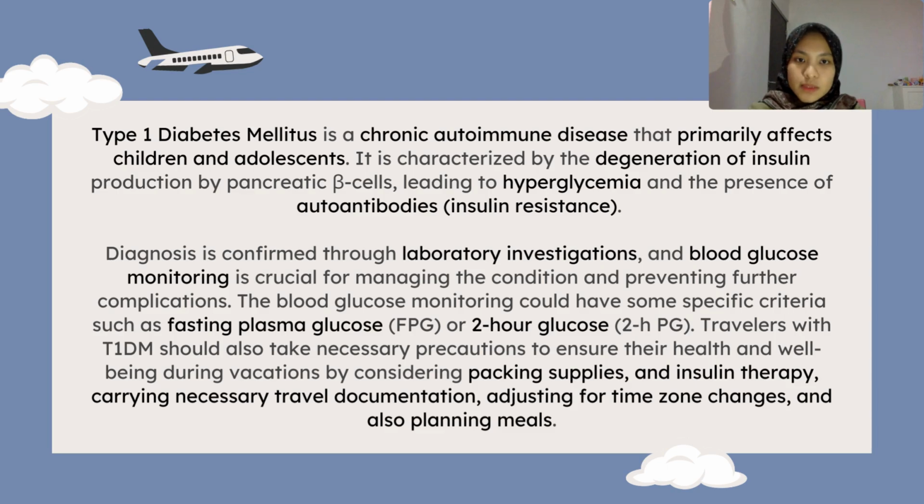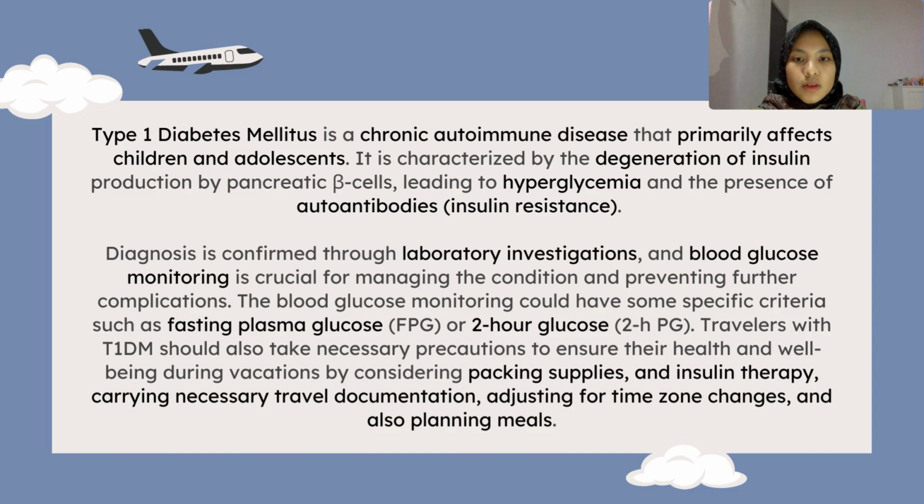Hi everyone, my name is Nadira with my last digit number 160 and I'll explain about the conclusion. So type 1 diabetes mellitus is a chronic autoimmune disease that primarily affects children and adolescents. It is characterized by the degradation of insulin production by pancreatic B cells, leading to hyperglycemia and the presence of autoantibodies. Diagnosis is confirmed through laboratory investigations, and blood glucose monitoring is crucial for managing the condition and preventing further complications.